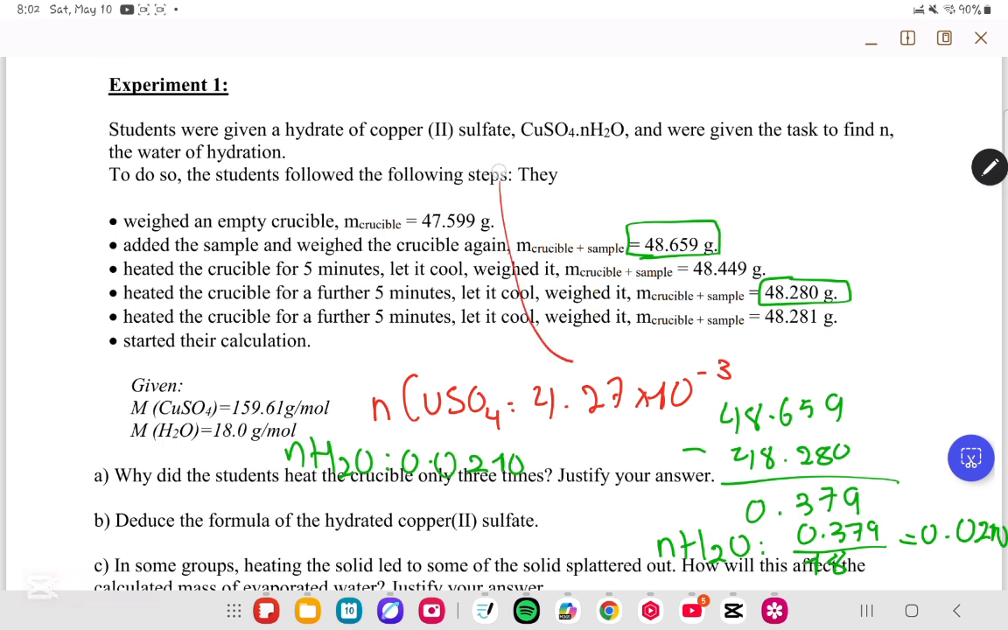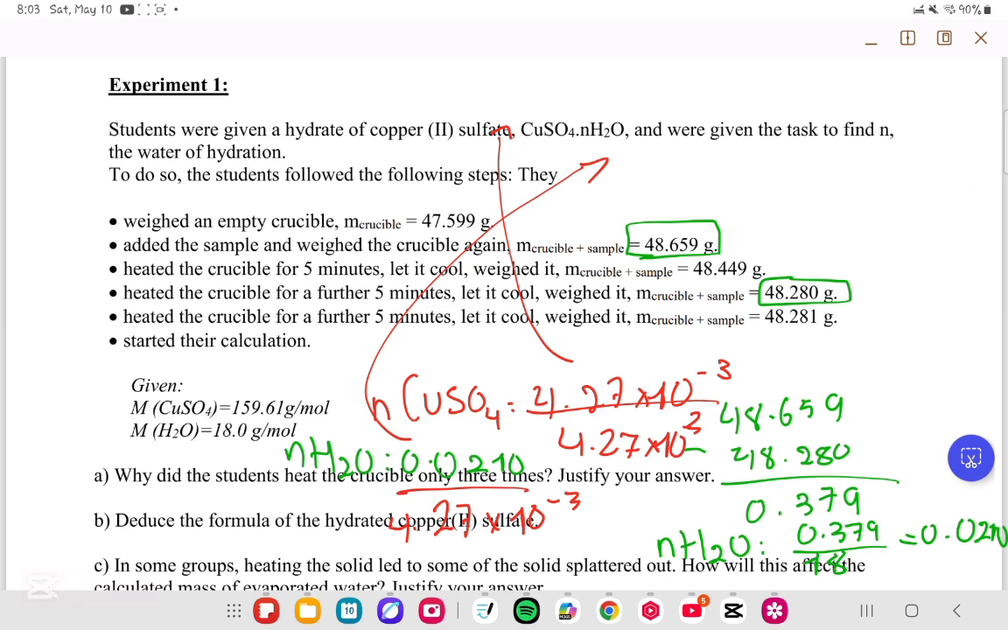Now, we want it to be 1 mole of CuSO4. We'll need to divide it by 4.27 times 10 to the power of minus 3. Meaning, in order to get this to N moles, we'll also need to divide it by 4.27 times 10 to the power of minus 3. So 0.0210 over 4.27 times 10 to the power of minus 3 will give us an answer which is approximately 4.9.